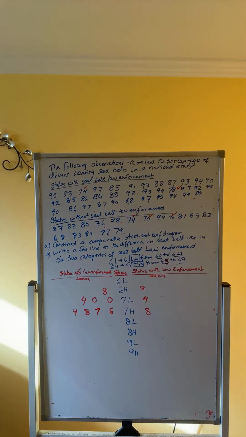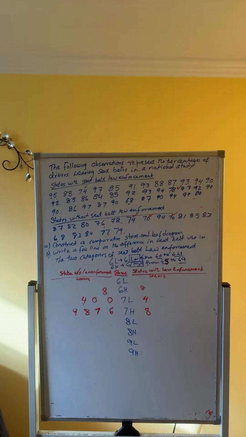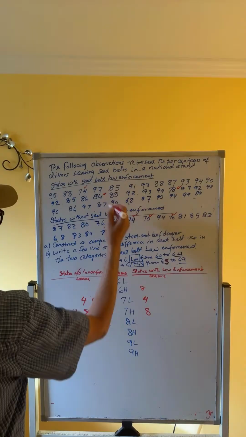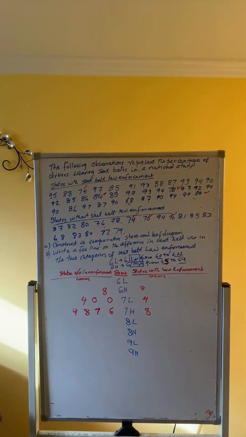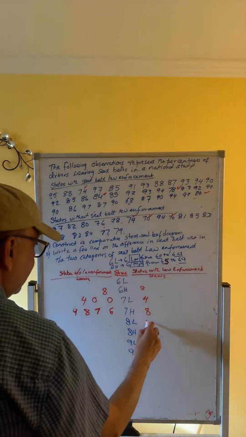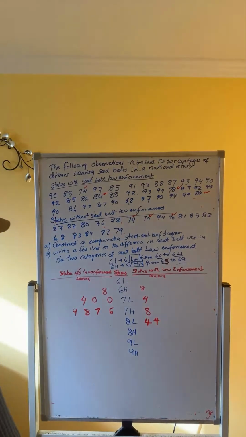Now we are going into 8 lows. Remember, 8 low is from 80 to 84. I'm doing first the states with seatbelt law enforcement. How many 80s through 84? There's one over here, there's one over here. So there are two 4s on states with law enforcement. These are the leaves, 2 84s.